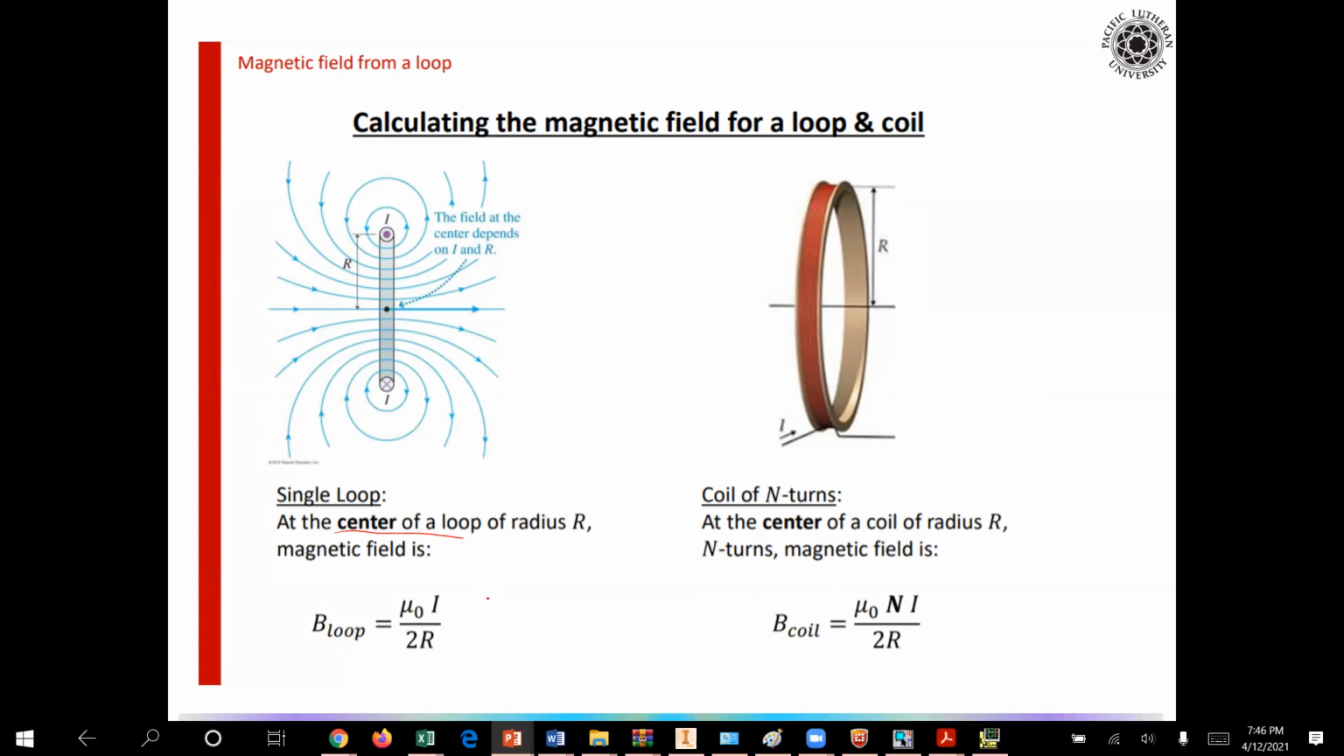The formula inside the coil is the same formula, to find the field at the center of the loop, but multiplied by N, where N is the number of turns, where I have many loops put next to each other. So that's the formula if I have N number of turns in the loop.